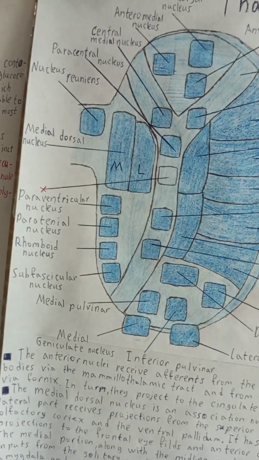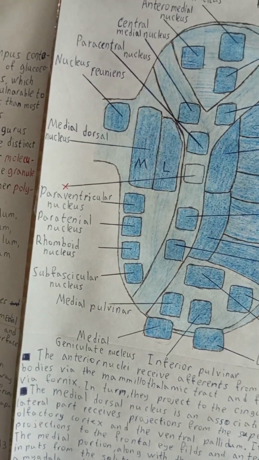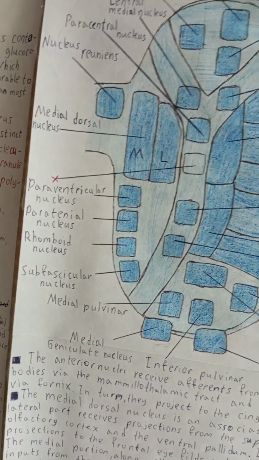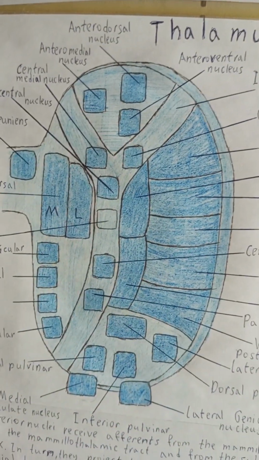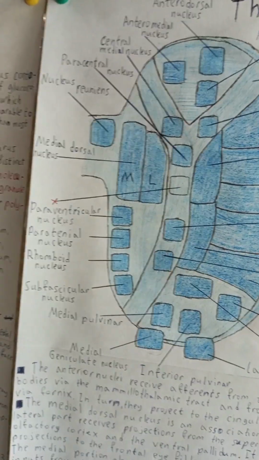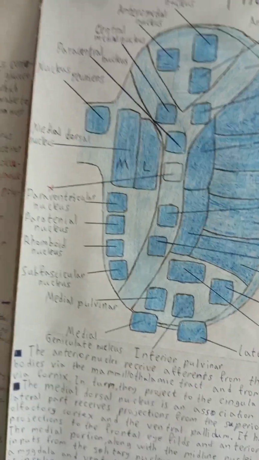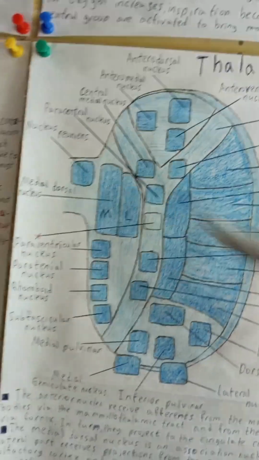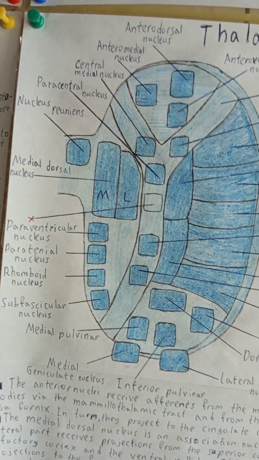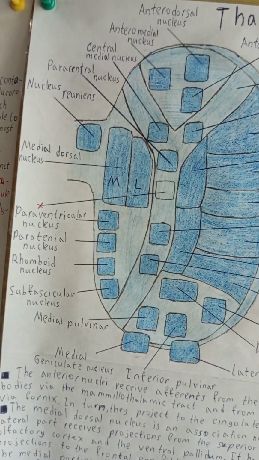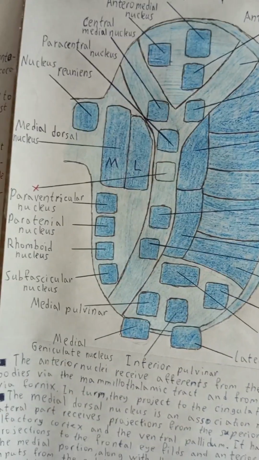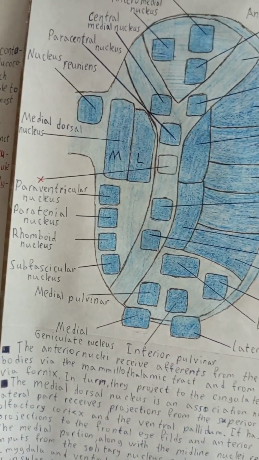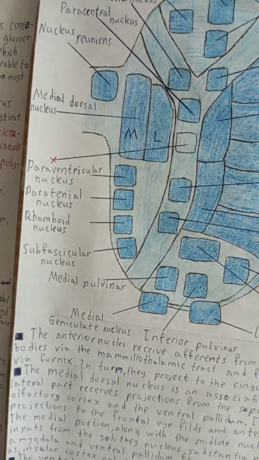The anterior nuclei receive afferents from the mammillary bodies via the mammillothalamic tract and from the subiculum via the fornix. In turn, they project to the cingulate cortex. The medial dorsal nucleus is an association nucleus. The lateral part, which is here, receives projections from the superior colliculus, olfactory cortex, and the ventral pallidum. It has efferent projections to the frontal eye fields, which is Brodmann area 8, and the anterior cingulate cortex.